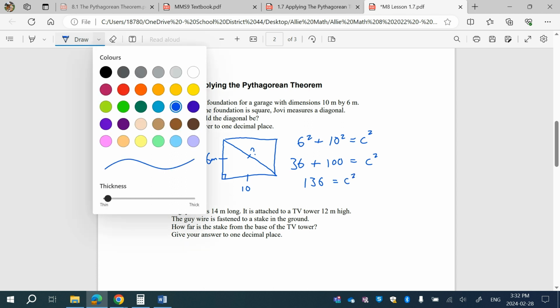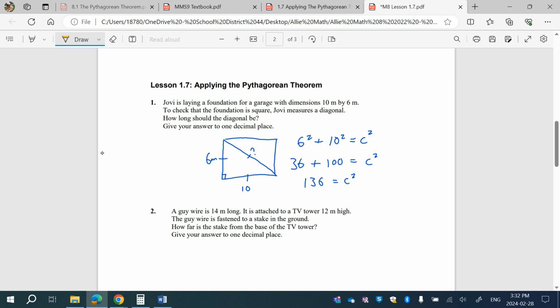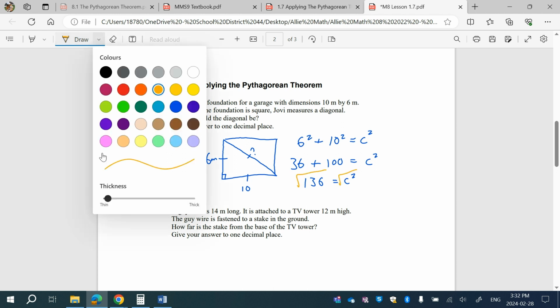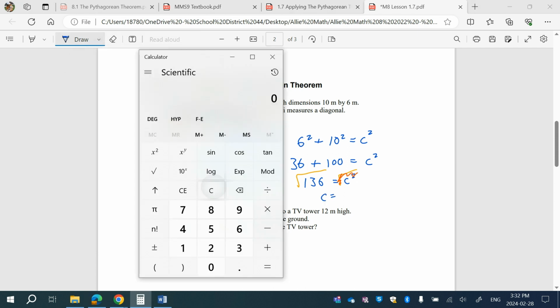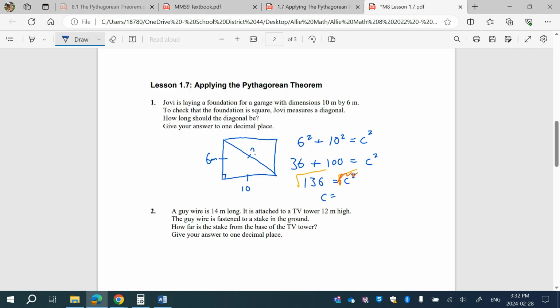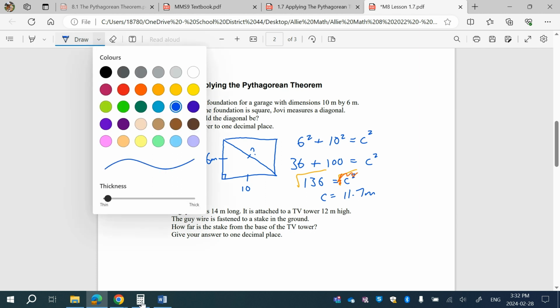Our second to last step, to get rid of this squared, we need to take the square root of each. And remember, that's going to cancel that out, and we'll be left with c equals the square root of 136. 11.66. I'm going to round it to one decimal place, I think it says. So 11.7. 11.7 meters.